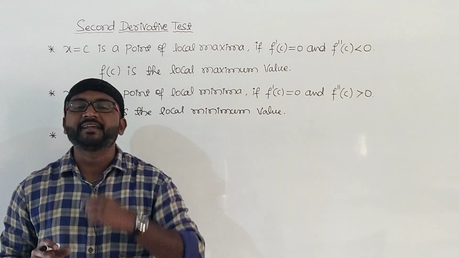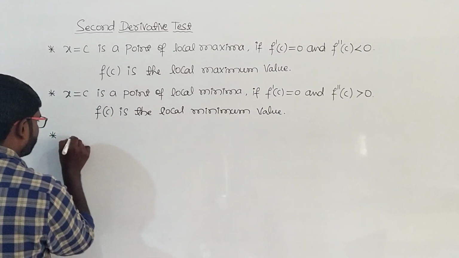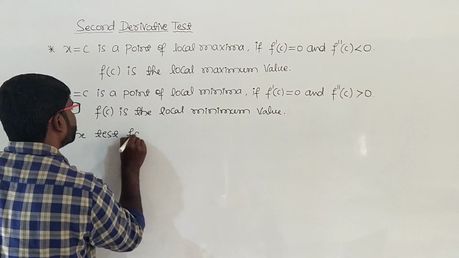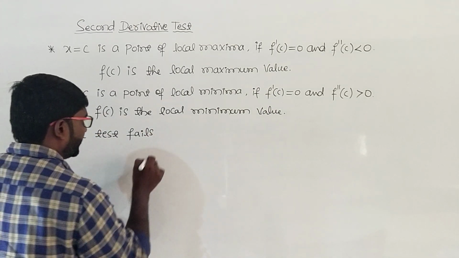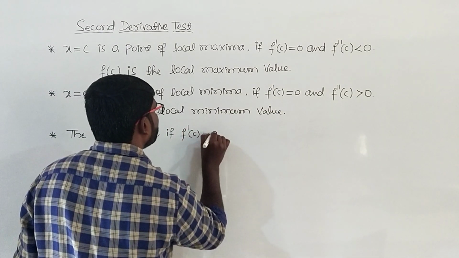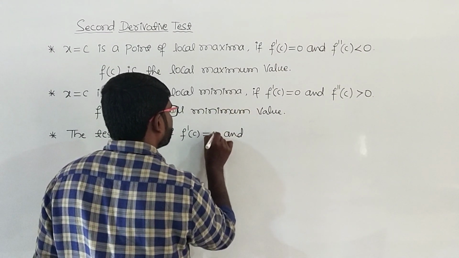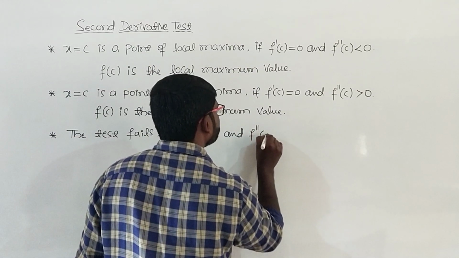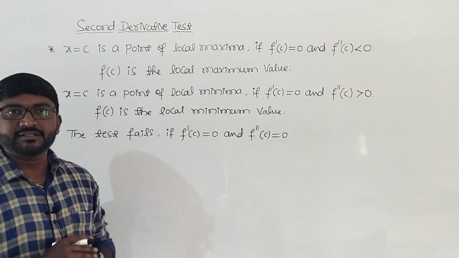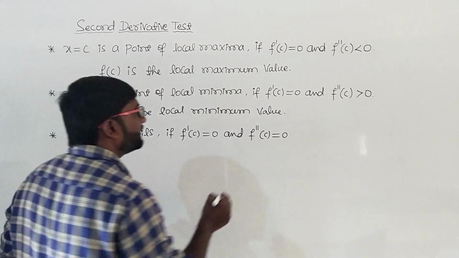So here the test fails if f dash of c equal to 0 and f double dash of c equal to 0. So here the test fails if f dash of c equal to 0 and f double dash of c, second derivative, is also 0. So in this case we shall go back to the first derivative test to determine whether it is a point of local maxima or local minima or the point of inflection.